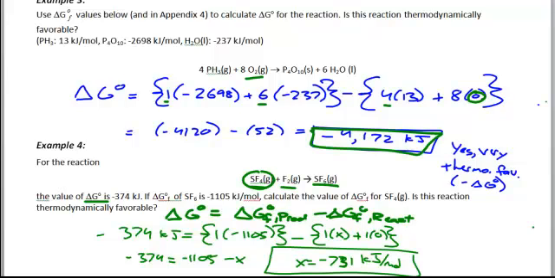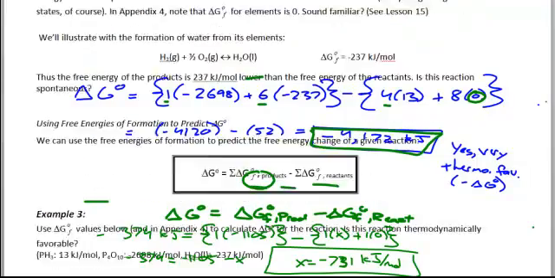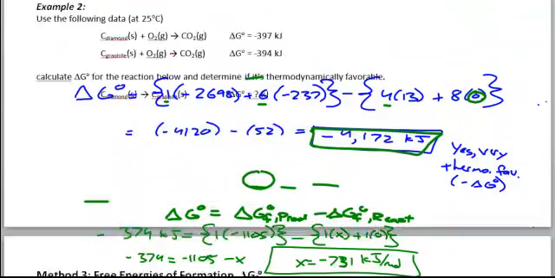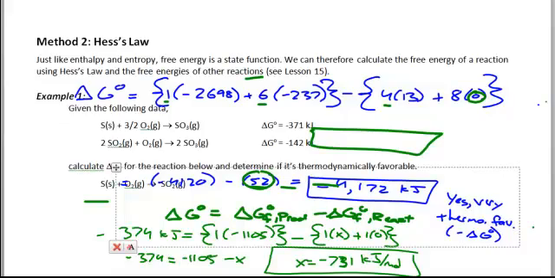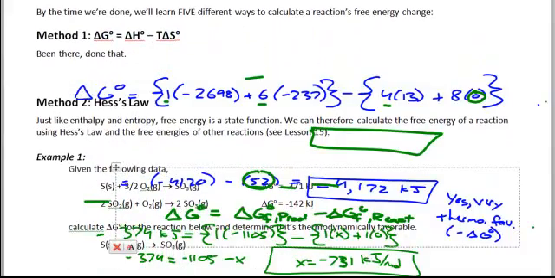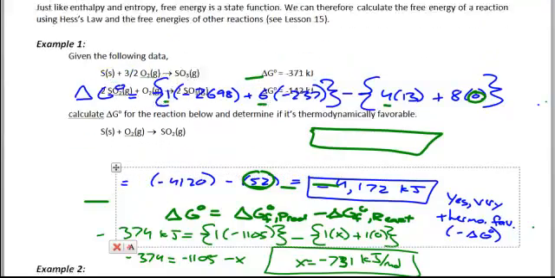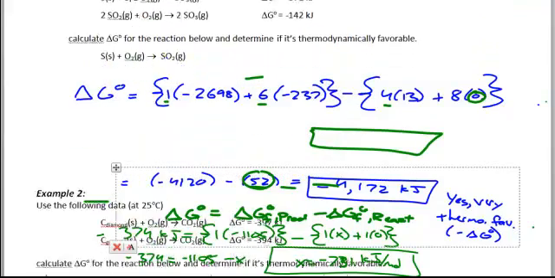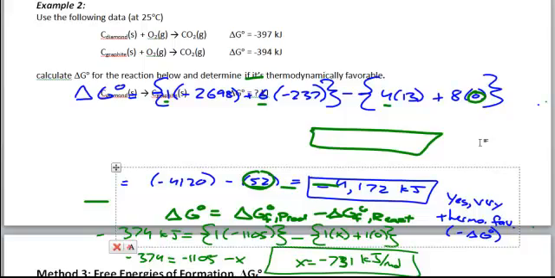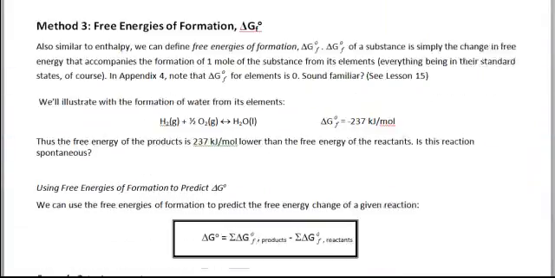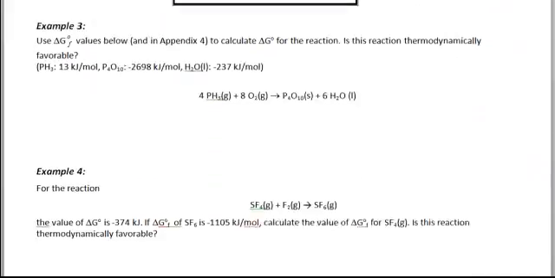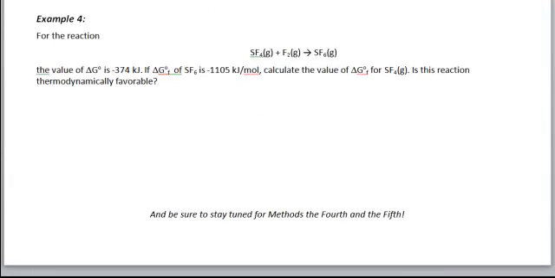And so in recap, we found 3 ways now to find delta G for a reaction. One is using the definition of free energy change, which is delta H minus T delta S. Method 2 was using Hess's law, rearranging equations, adding them together. Method 3 was free energies of formation, products minus reactants. And then stay tuned for methods 4 and 5 coming your way soon.